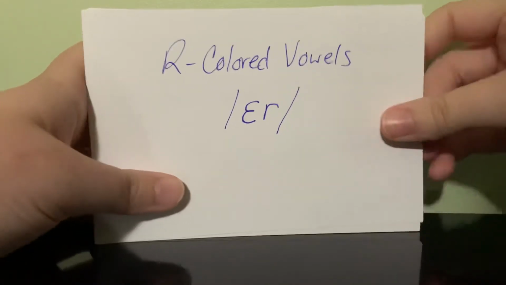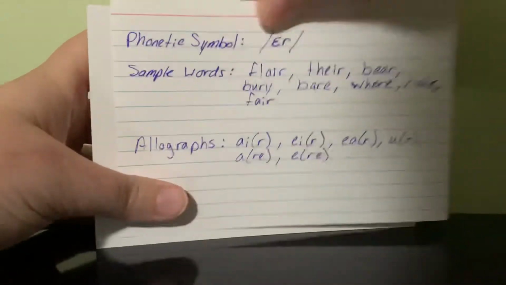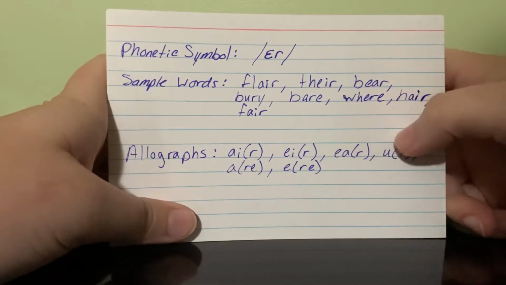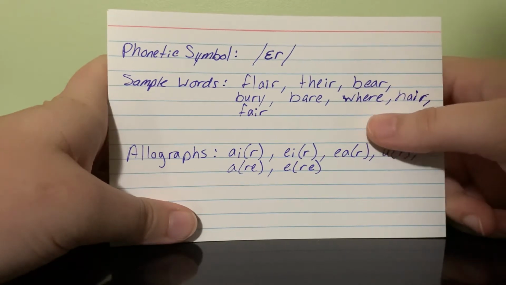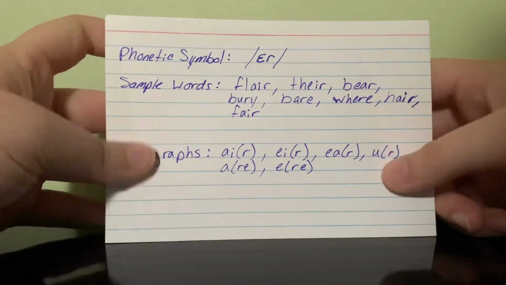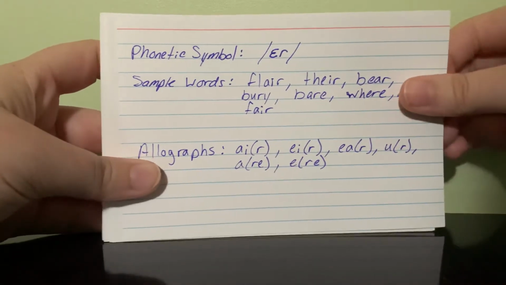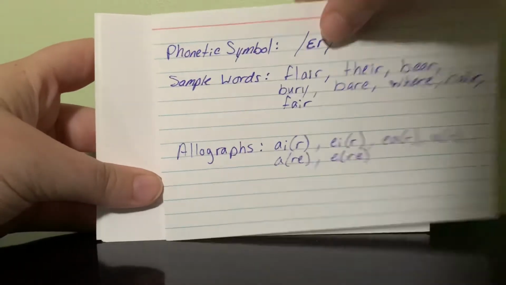And this should be the last R-colored vowel. It's the epsilon and then the R, which again is upside down. And that makes the "air" sound. It's in flare, there, bear, bury, wear, hair. And here at the bottom are the various allographs that it could show up as in words and what it would appear as, all making the "air" sound.